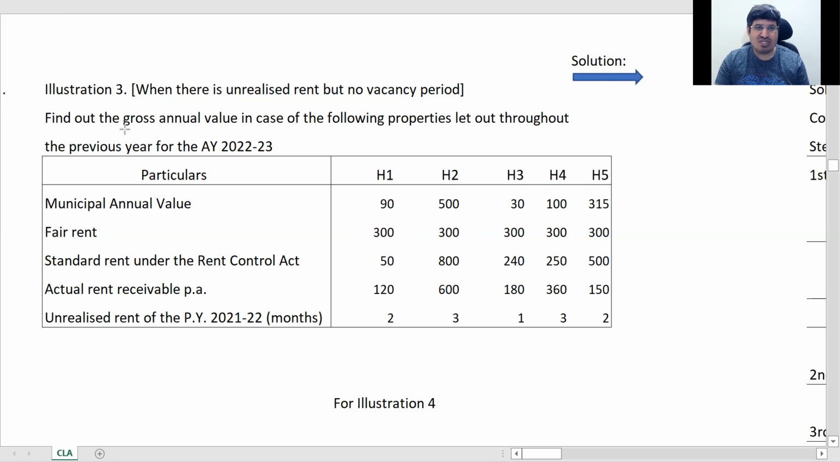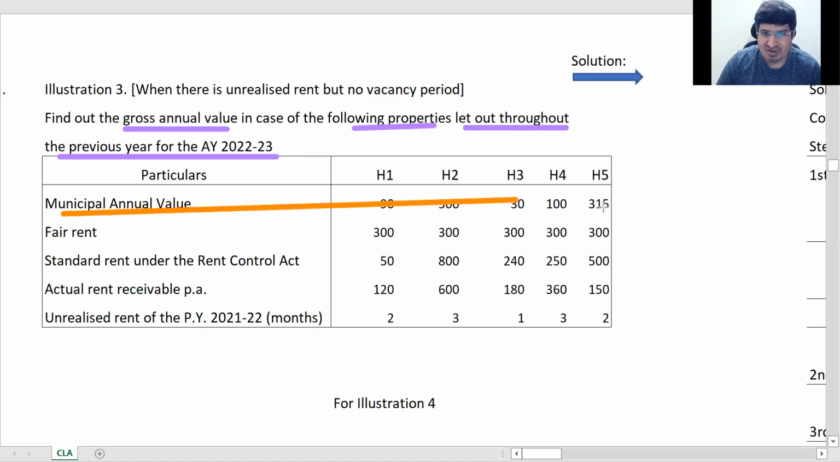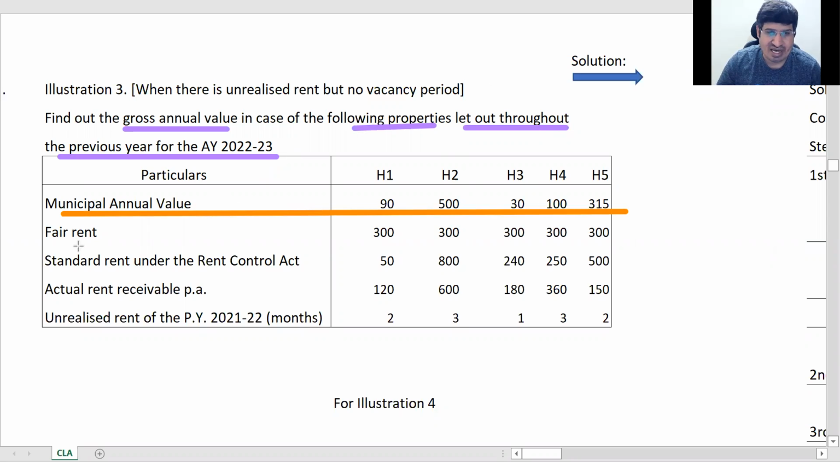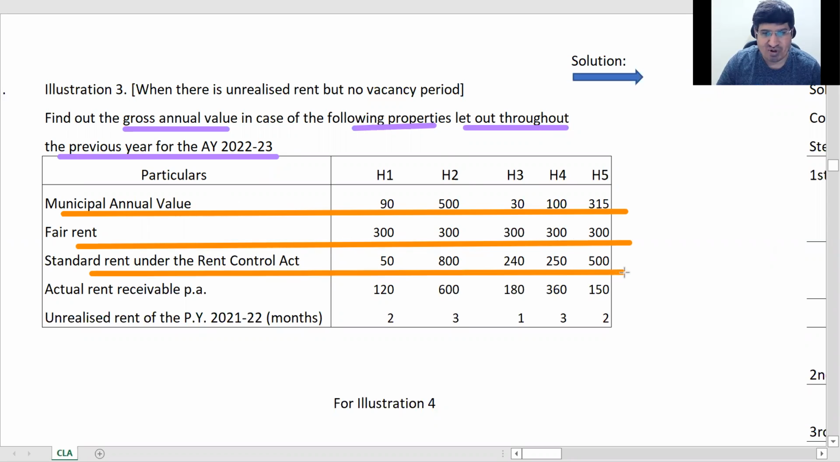Find out the GAV in case of these properties let out throughout the previous year. It was let out throughout the previous year, so PY is 12 months, right? So that proportion problem is not there. Now let us see what the problem says. Municipal value is this, fair rent is this, and standard rent is this. No problem here till here.